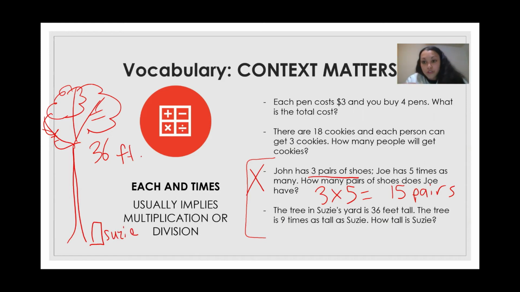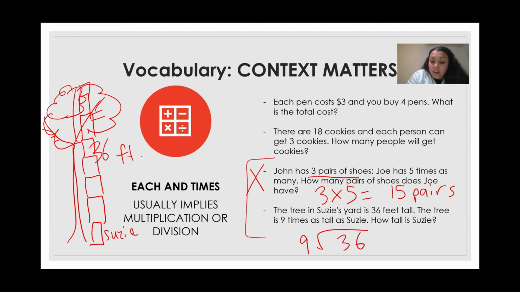So we can do this a few different ways, but really this is a division problem. We're trying to see how many Susies fit into this 36. So we know that there are going to be 9 Susies that fit. So we're going to do 36 divided by 9. And that means that Susie is 4 feet tall. So again, if she was 4 feet and you multiply it by 9, you end up getting 36.